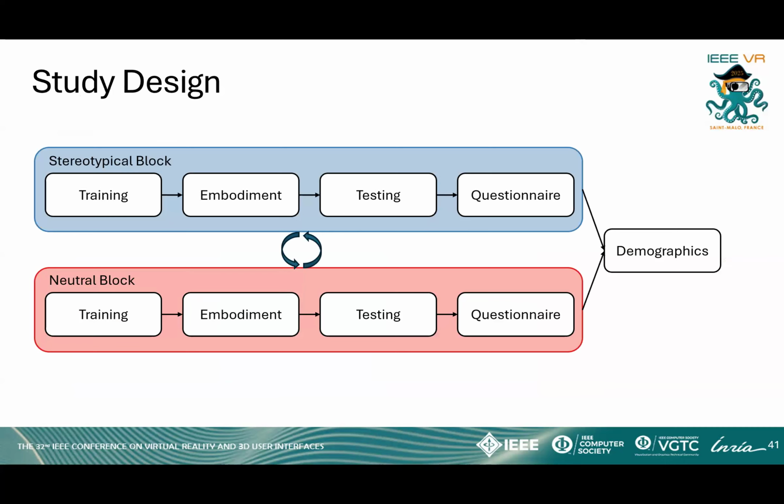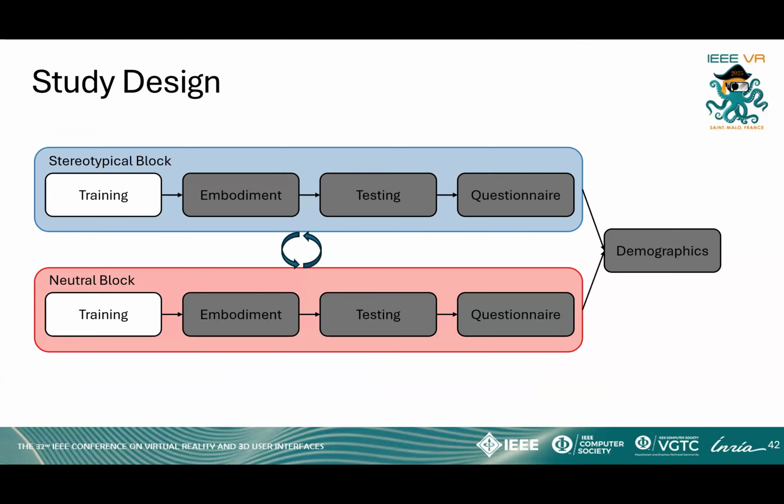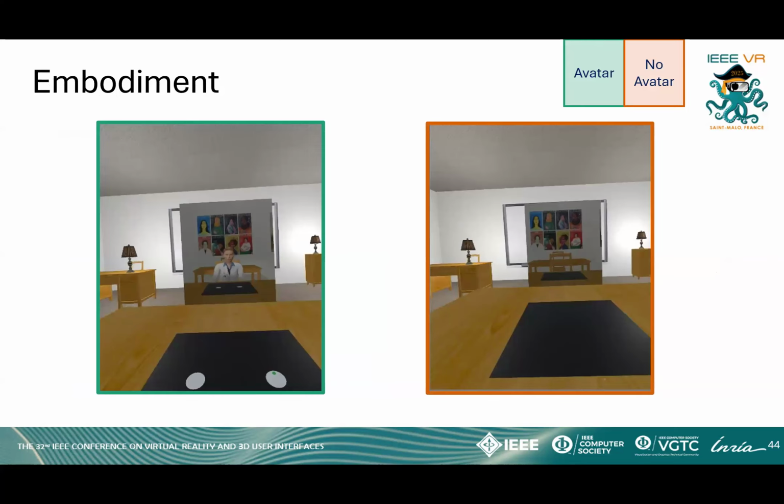Now taking a look at our study design, we started with training blocks where each participant had 10 trials of the Stroop task in order to familiarize themselves with the procedure, followed by the embodiment phase. In the embodiment phase, the participants were instructed to look around the room and report what they saw. On the left, you can see what the embodiment phase looks like with an avatar, and on the right is without an avatar.